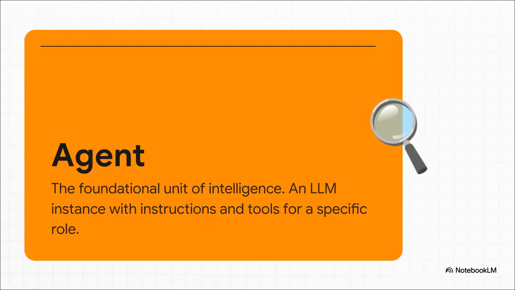First up, you have the agent itself. You could think of an agent as a specialized employee. In our travel company, we'd have a main travel planner agent. Its job is to chat with the user and figure out the big picture of their trip. But it's not going to do everything by itself. It knows it has a team of specialists it can call on.